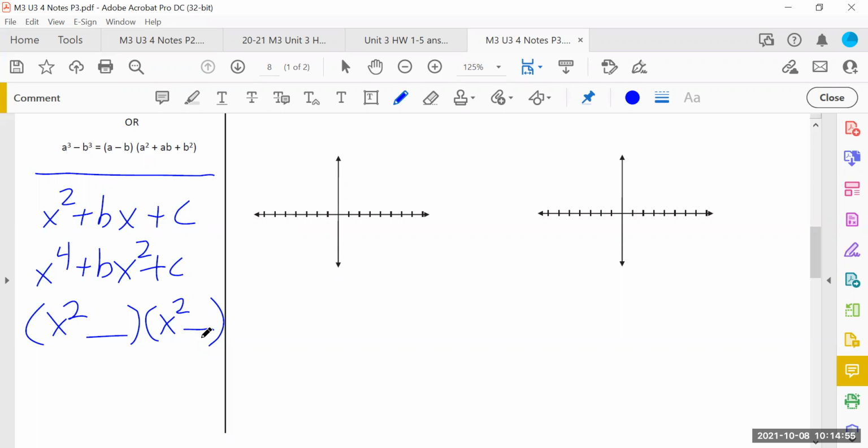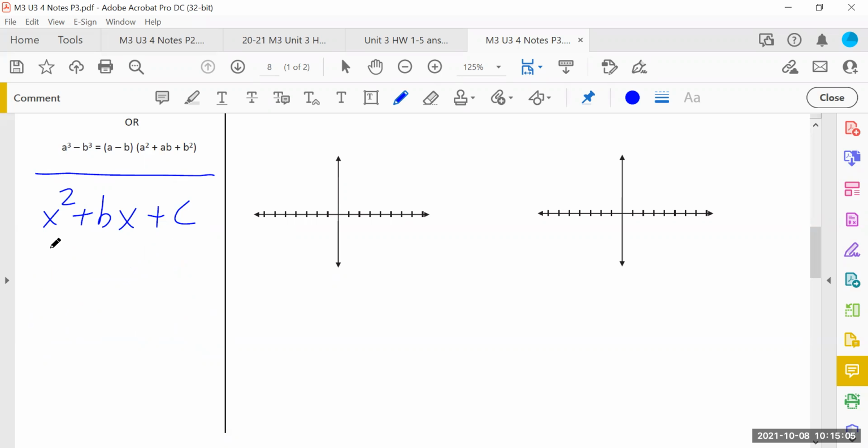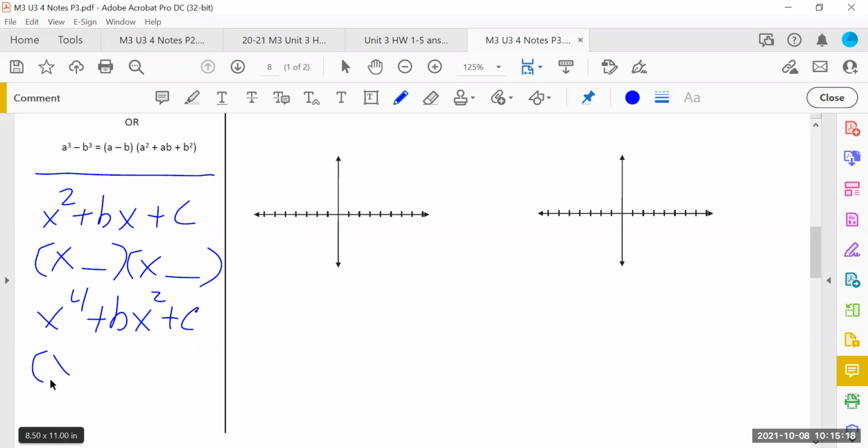And really what I should have done here, in between there, I'm going to redo this. If you already wrote it down, no worries, you can write it in between. But this factors into x and something, x and something. X to the 4th plus bx squared plus c would factor into the same things, except it would be x squared and something, x squared and something. It's an extension of the normal factoring that we've already done with trinomials. I will show you several examples.